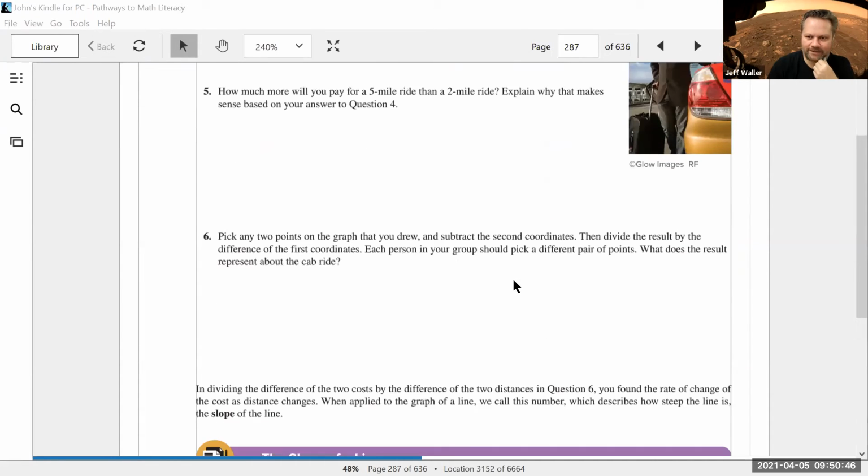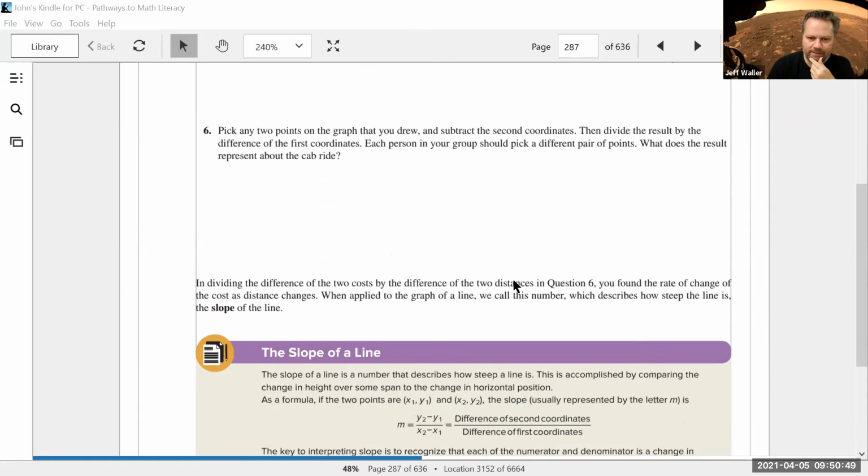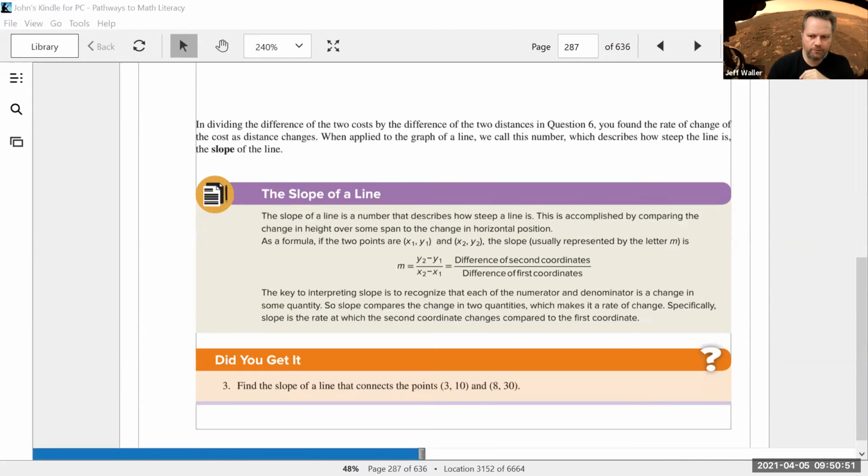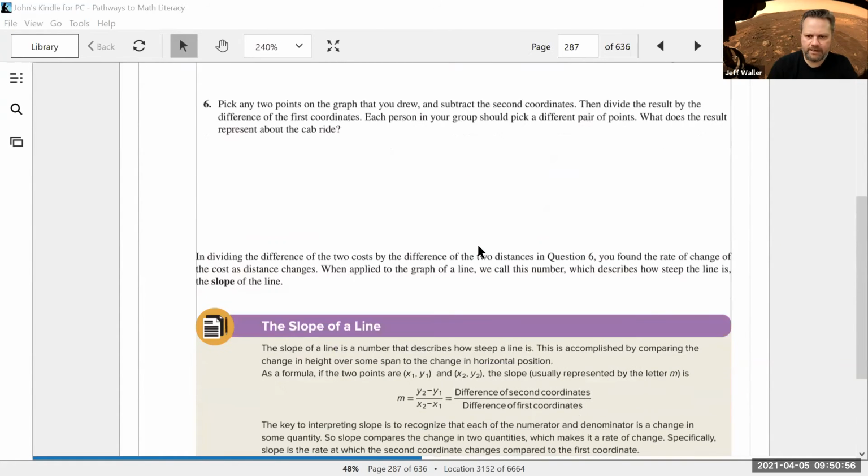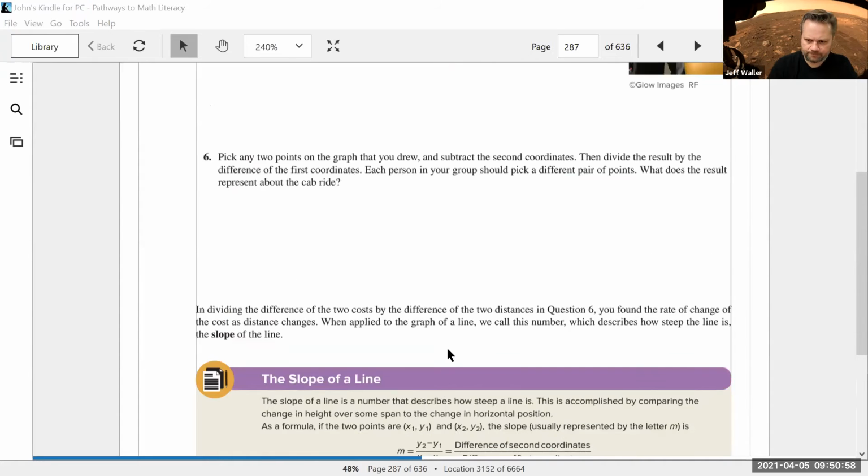All right, so this is kind of boring stuff. Who cares? All right, so here's where we finally get to slope. So let me kind of build my way up to this.